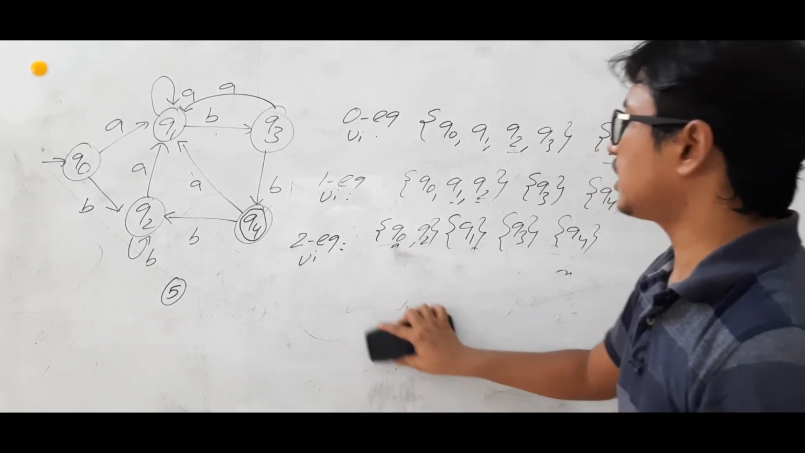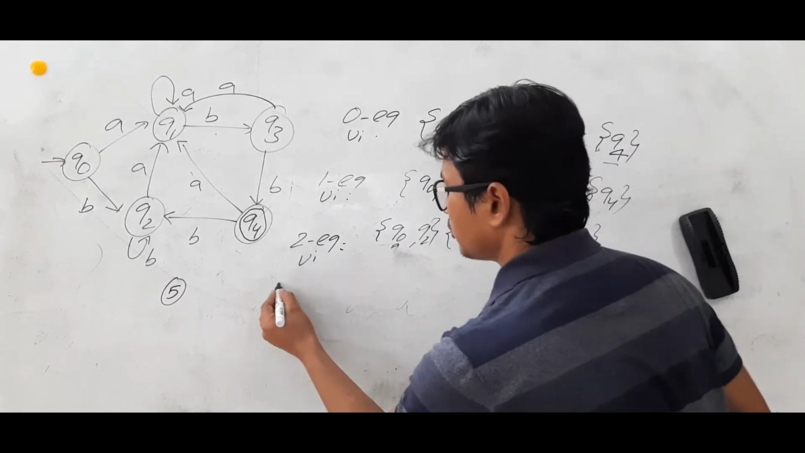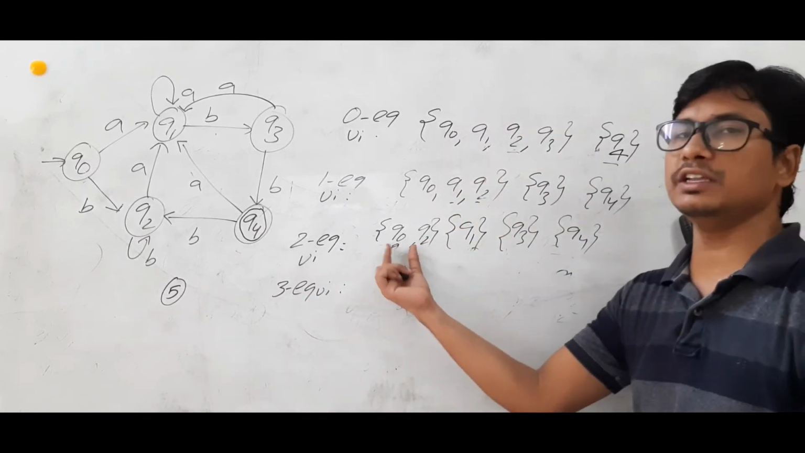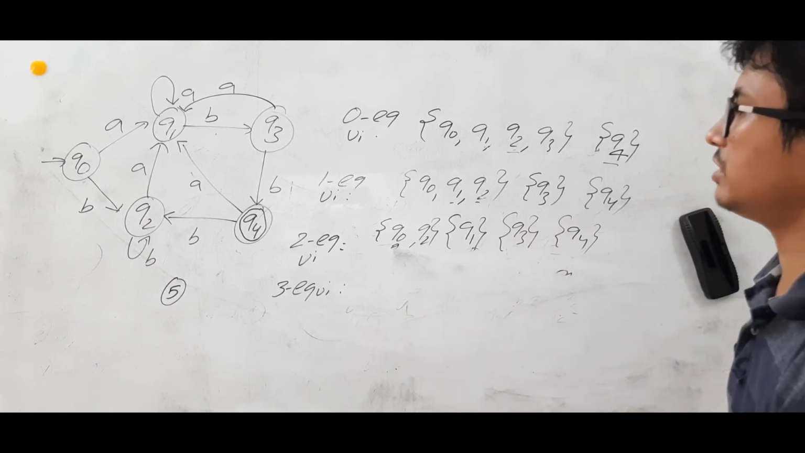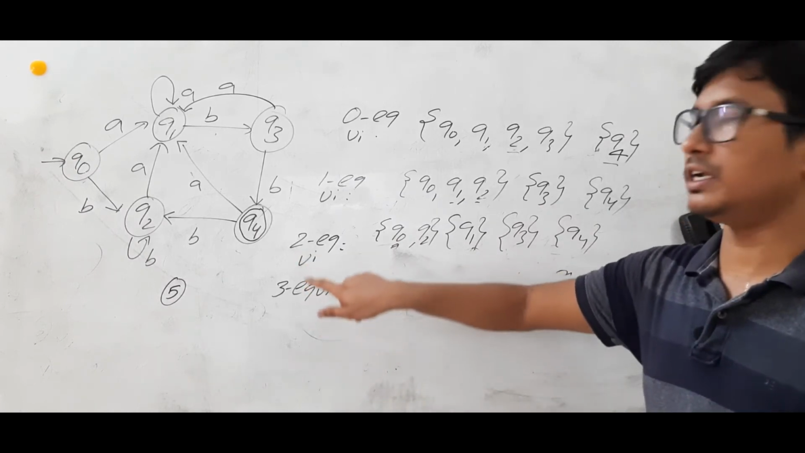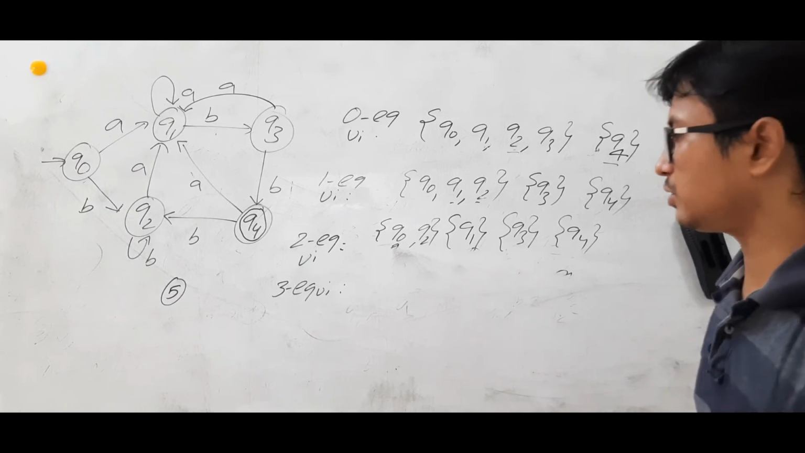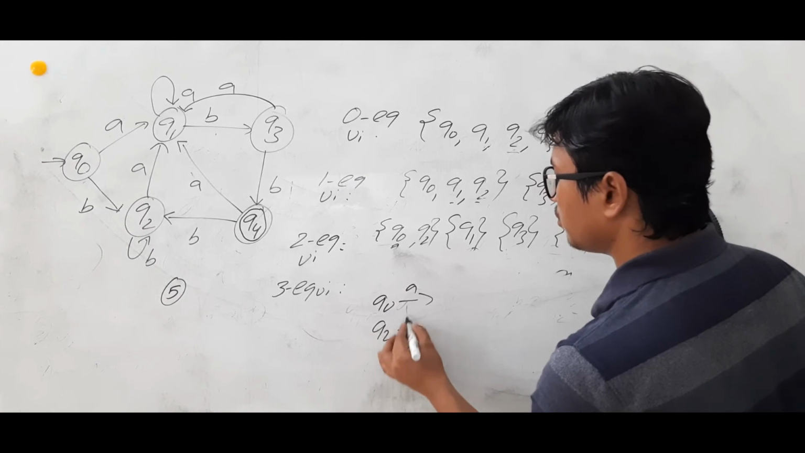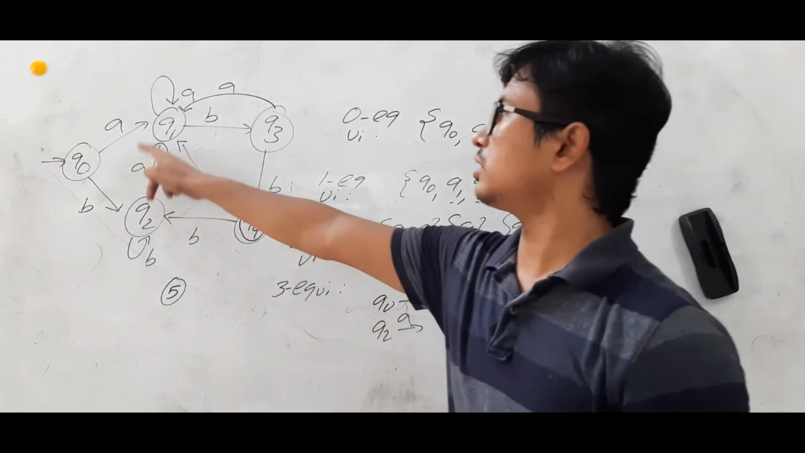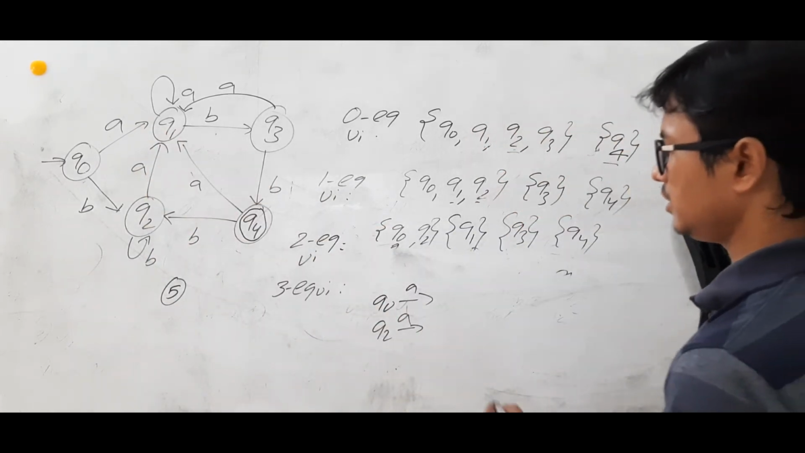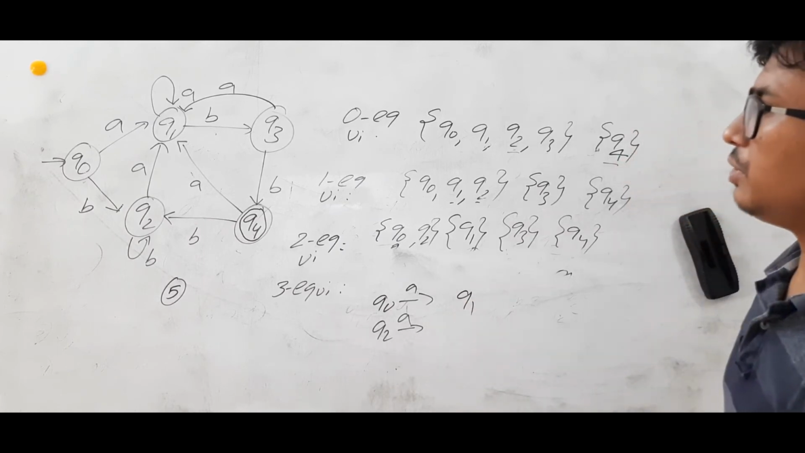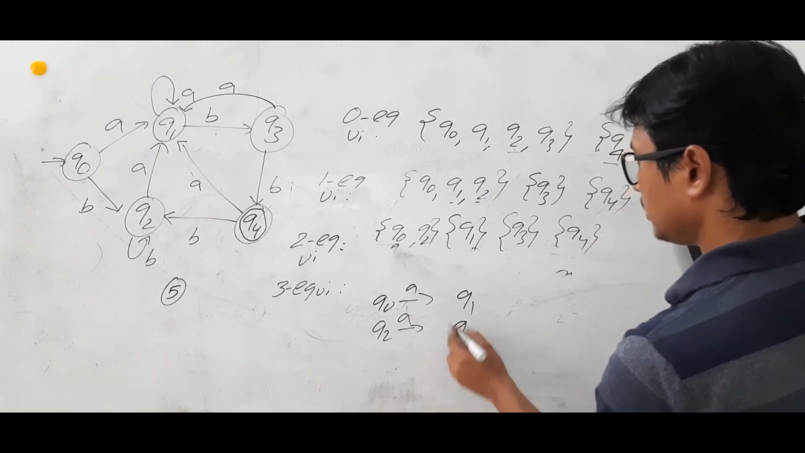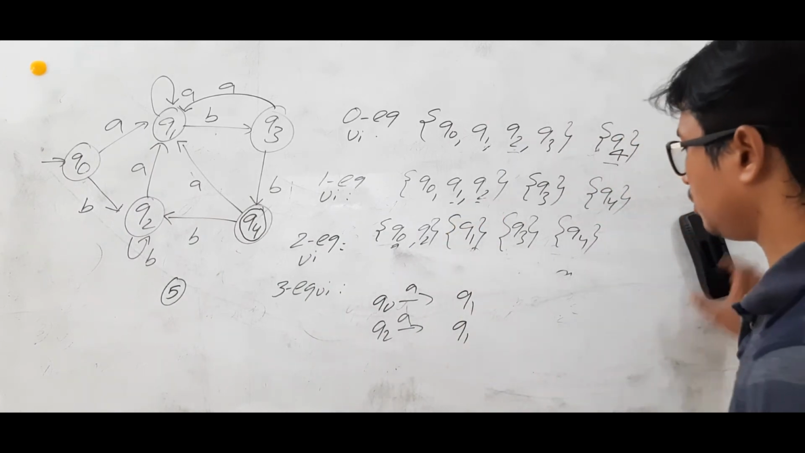Now we will see, can we further reduce it or not? Can we further divide this Q0 and Q2 or not? When we are calculating the three equivalents, we need to check the two equivalents only. Now, Q0 on A, where is it going, Q2 on A, where is it going? Q0 on A is going to Q1. Q2 on A is going to Q1. These two are going to one set, still no problem.